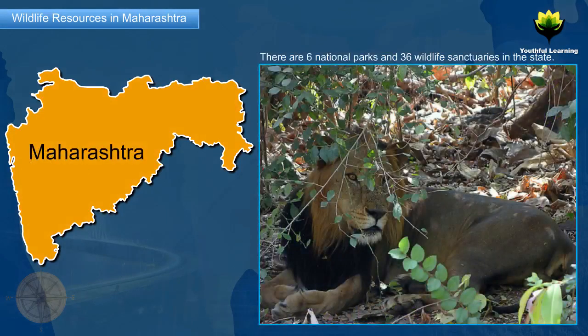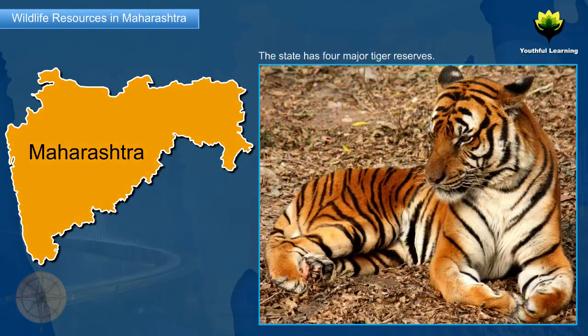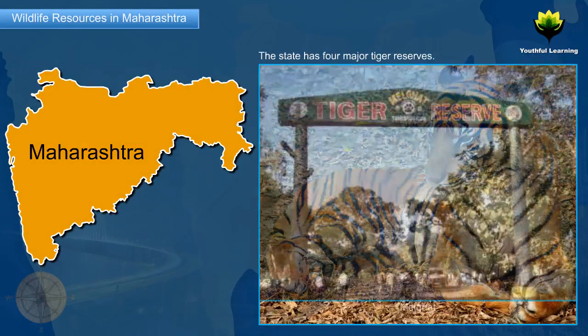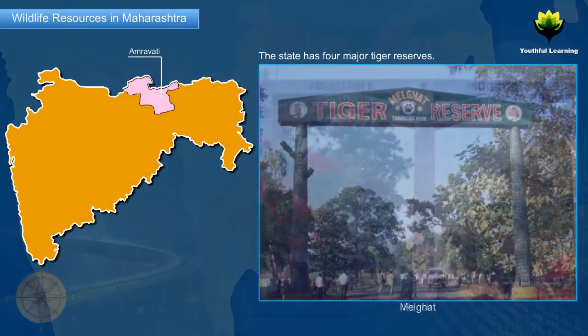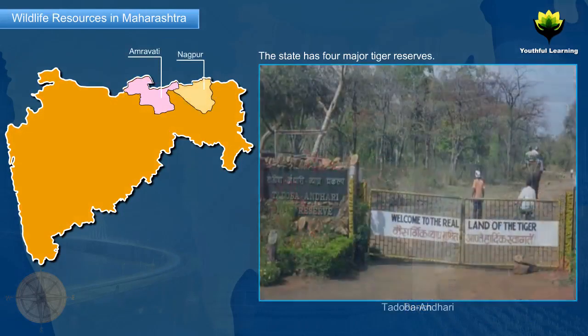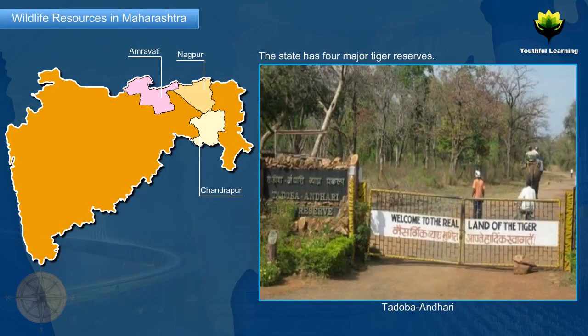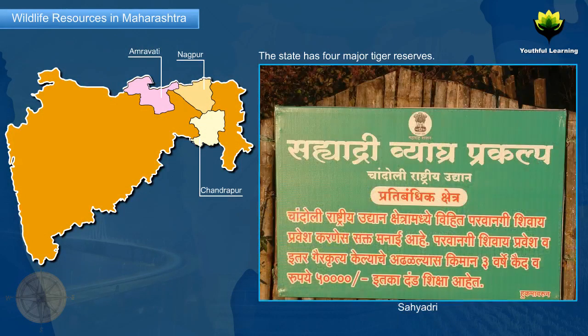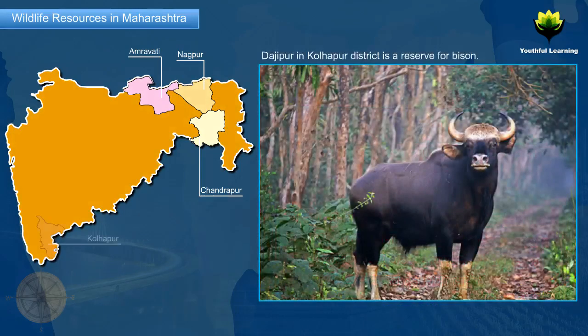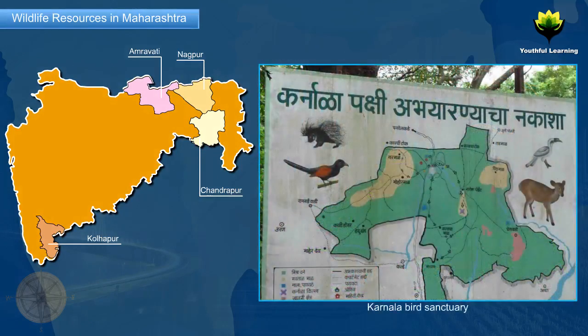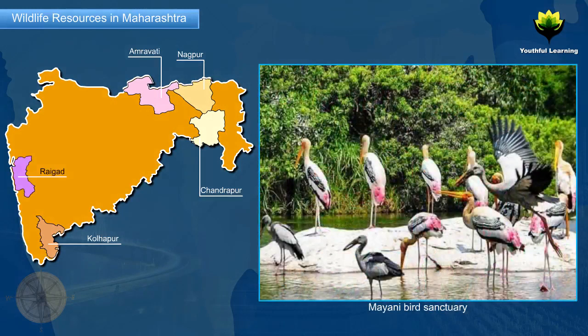There are 6 national parks and 36 wildlife sanctuaries in the state. The state has 4 major tiger reserves: Melghat in Amravati district, Pench in Nagpur district, Tadoba Andhari in Chandrapur district, and Sahyadri. Apart from these, Dajipur in Kolhapur district is a reserve for bison. The Karnala Bird Sanctuary is located in Raigad district and the Mayani Bird Sanctuary is located near Vaduj.